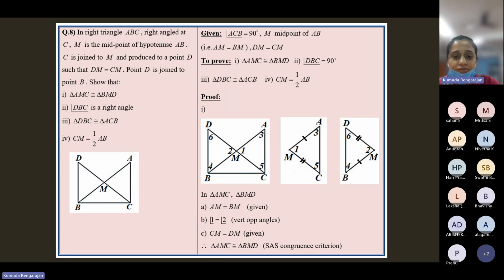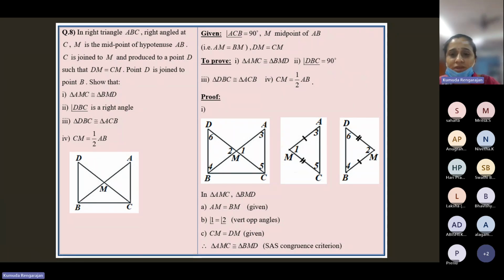You can also make use of these two angles. Angle 4 is equal to angle 3. Why? Because these two triangles are congruent to each other, so their corresponding angles are equal. Angle 4 of this triangle will be equal to angle 3 of this triangle. So angle 4 is equal to angle 3, CPCT.